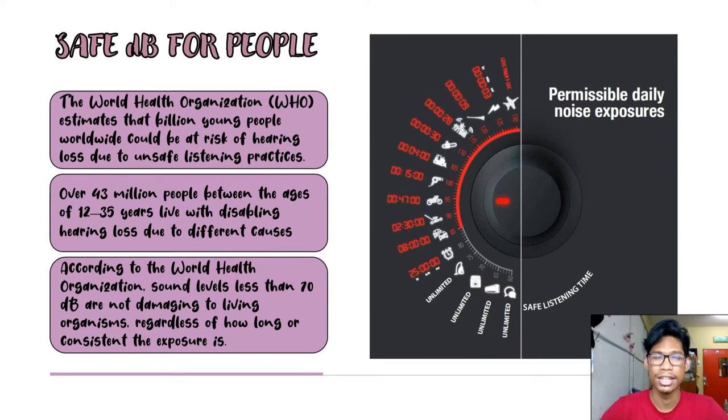So what is the safe decibel for people? WHO estimates that millions of young people worldwide could be at risk of hearing loss due to unsafe listening practices. Over 43 million people between the ages of 12 to 35 years live with disabling hearing loss due to different causes. According to WHO, sound levels less than 70 decibels are not damaging to living organisms, regardless of how long or consistent the exposure is. Referring to the figure, it gives the instruction about the duration and the limit of decibels that people can endure in daily life.